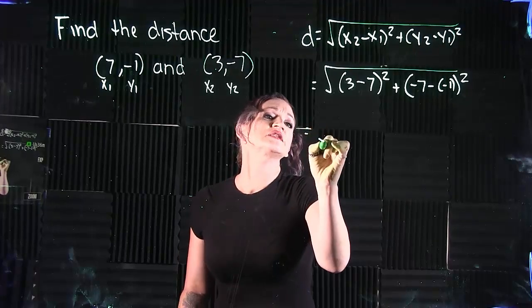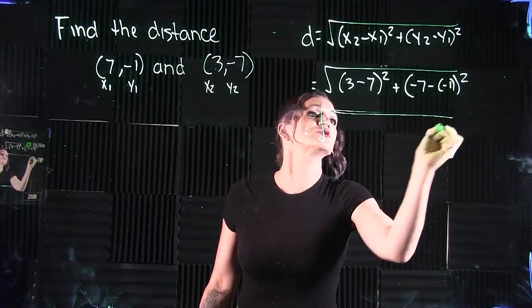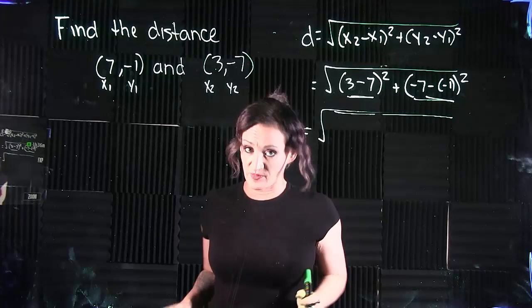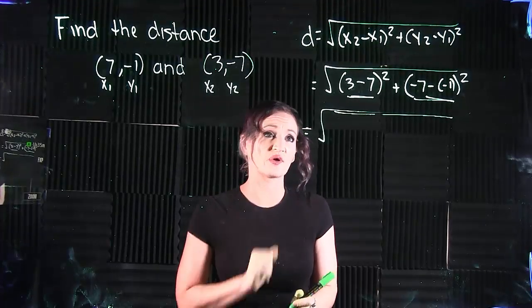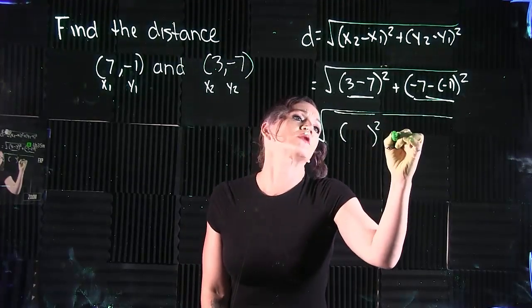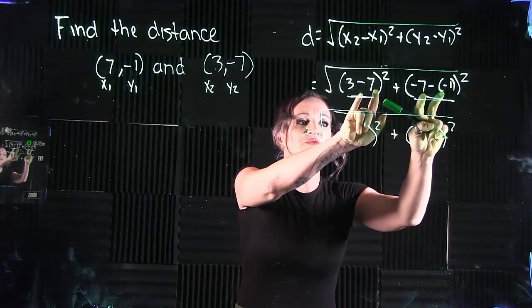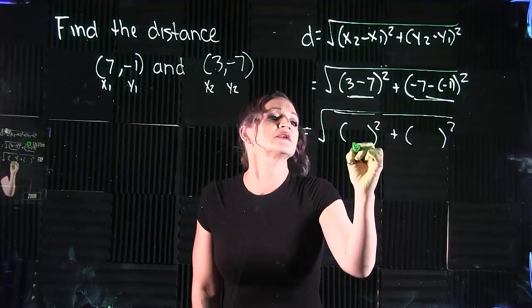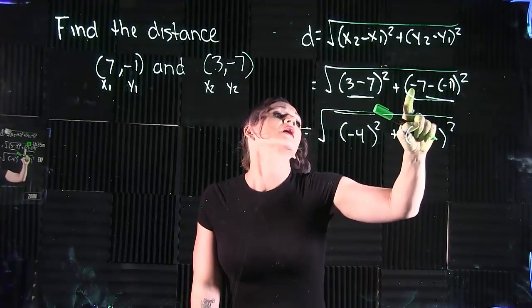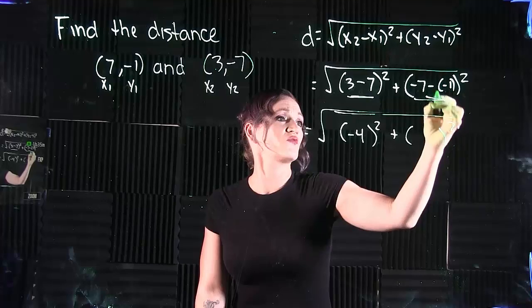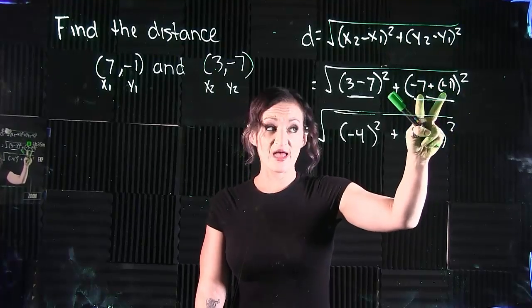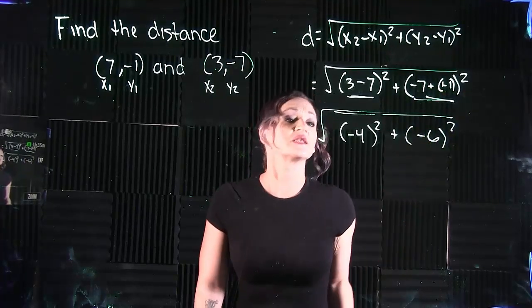So to simplify this formula, the first thing we're going to do is subtract inside the parentheses. Order of operations, do parentheses first. So I'm going to drop down the parentheses, square, the plus sign in between. All we're going to do is subtract here in the middle. 3 minus 7 is a negative 4. Negative 7 minus negative 1. This is the double negative rule, making that negative 7 plus 1, which is negative 6.